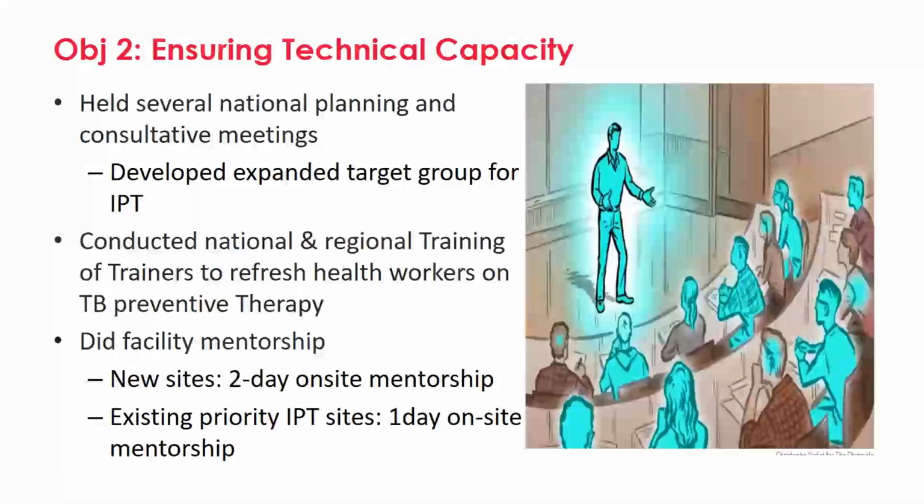And our second objective was ensuring technical capacity. Here we held several national planning and consultative meetings. And during these meetings, we gave guidance on what to do. For example, our guidelines at that time were targeting only new PLHIVs for INH. But during this time, we developed an expanded target group for INH to include all PLHIVs who are in care, as long as they had not got an IPT course.